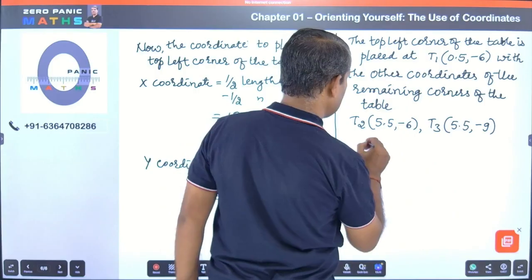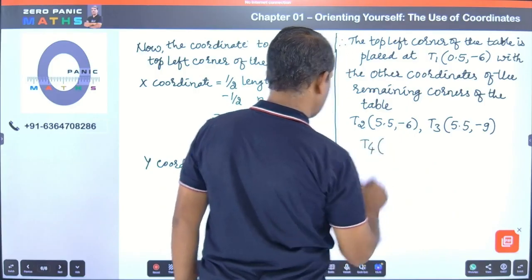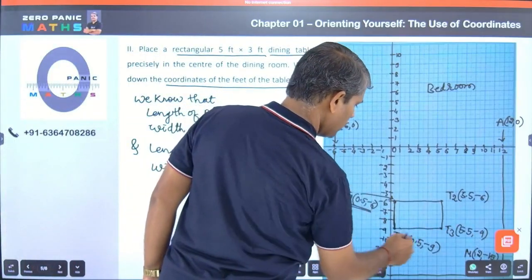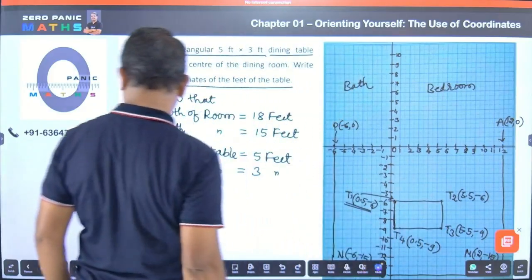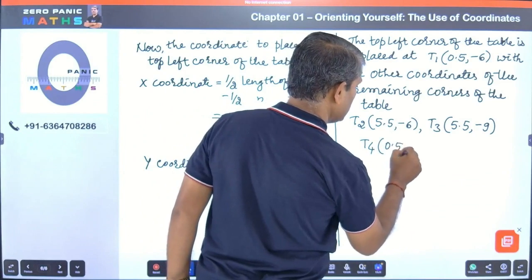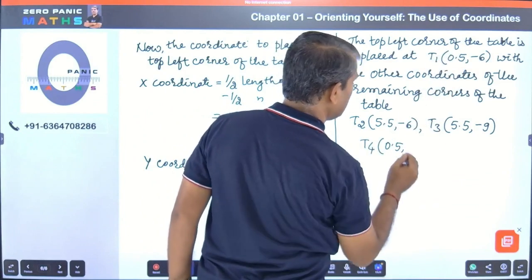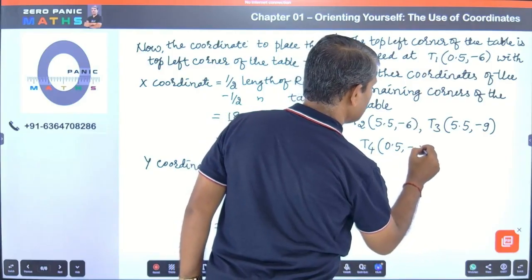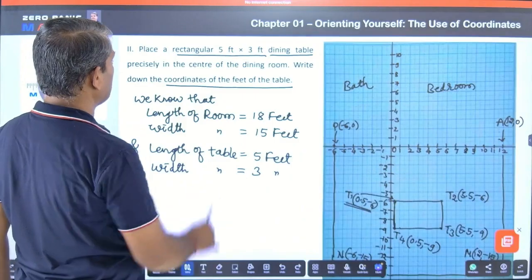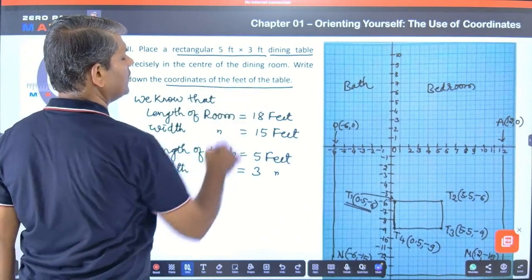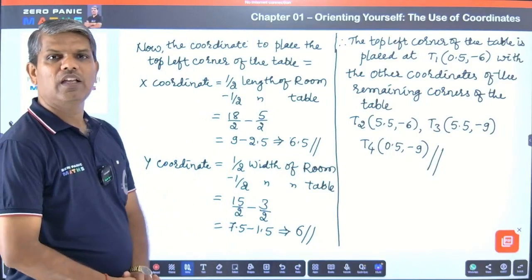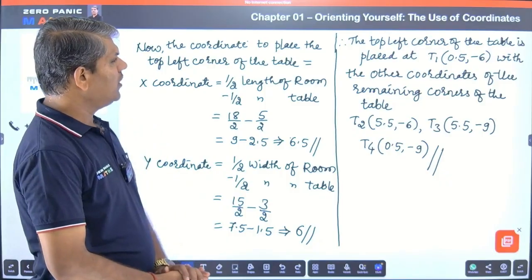And finally T4. What is T4? T4 is 0.5 and minus 9. 0.5 because it comes in parallel to T1. So these are the coordinates that are required in the question, the coordinates of the feet of the table. So this is the answer for the fourth question.